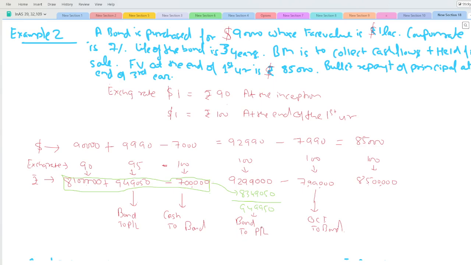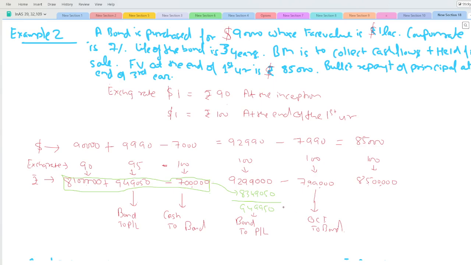So this is another entry. This is the FX impact here, that's why you need to do this. So this is your additional entry because of the FX here. And this one is same as it is. So OCI to bond, because your fair value has gone down. Okay, so this is the thing here.